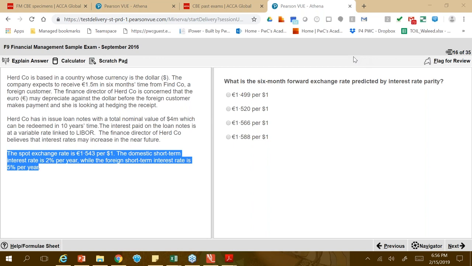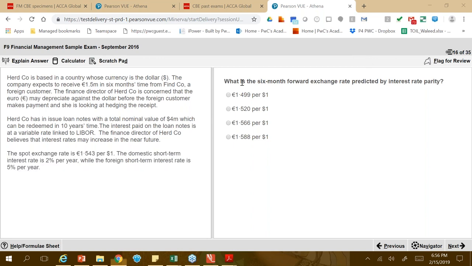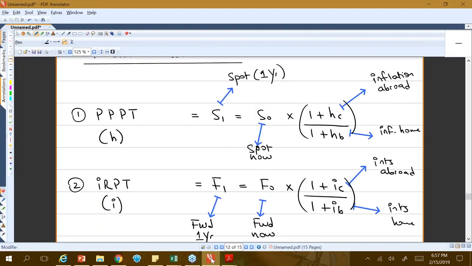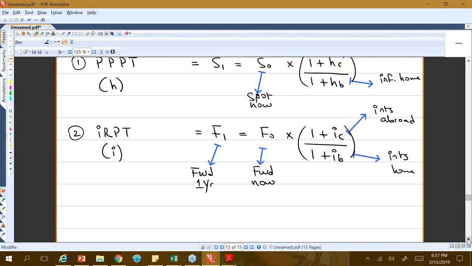Now, what is the 6-month forward exchange rate predicted by the interest rate parity? So we have to use that interest rate parity calculation now. But remember, they're asking for a 6-month rate, not a 1-year rate. So we need to do that calculation, thinking about the 6-month rate here. If we are ready, we can go into the workings. This is question 16. Interest rate parity.